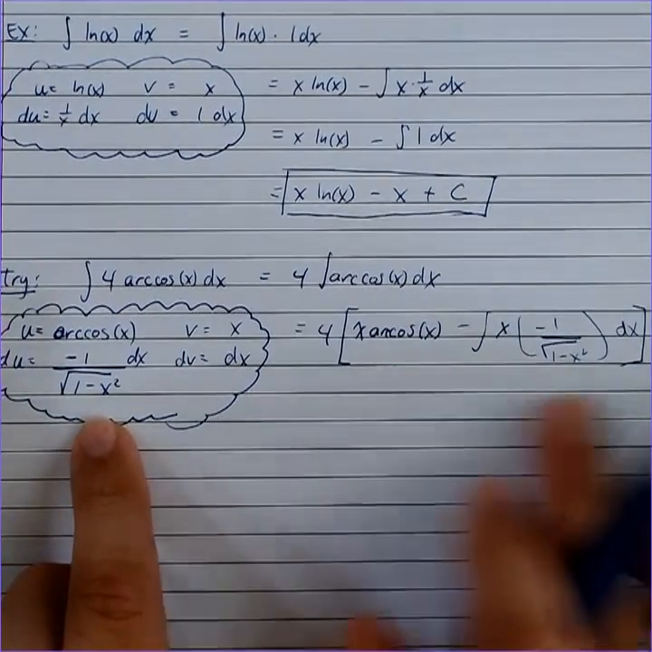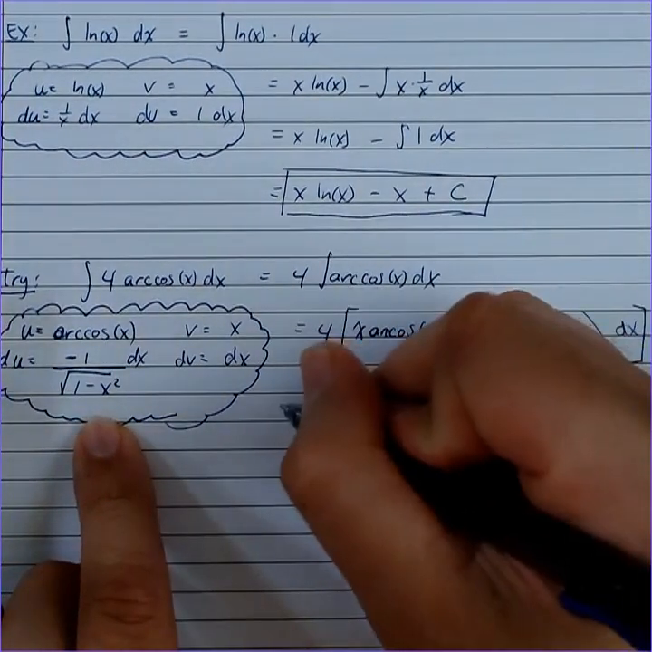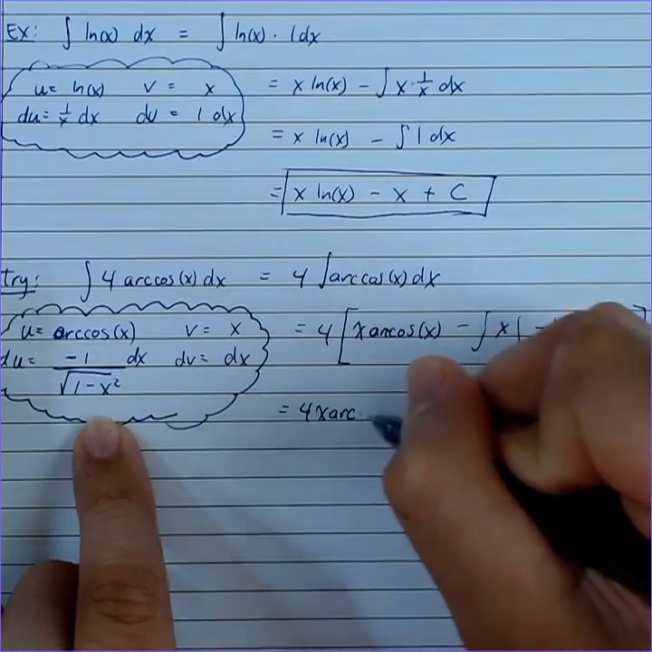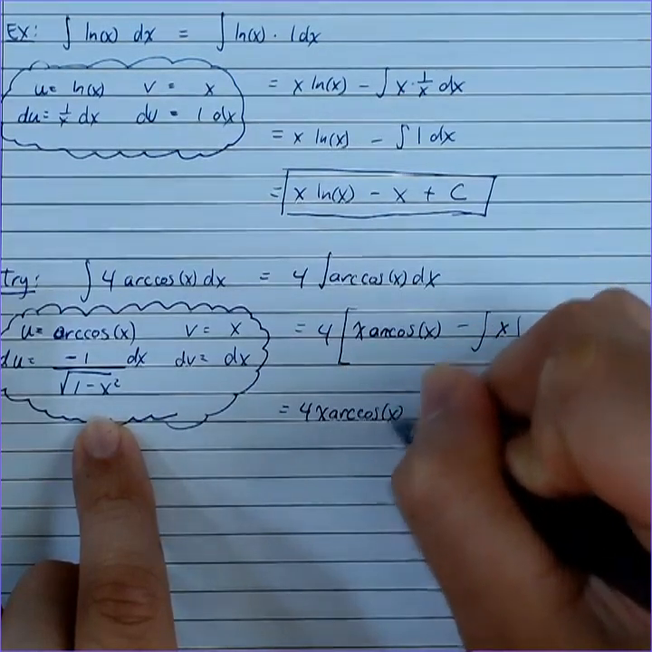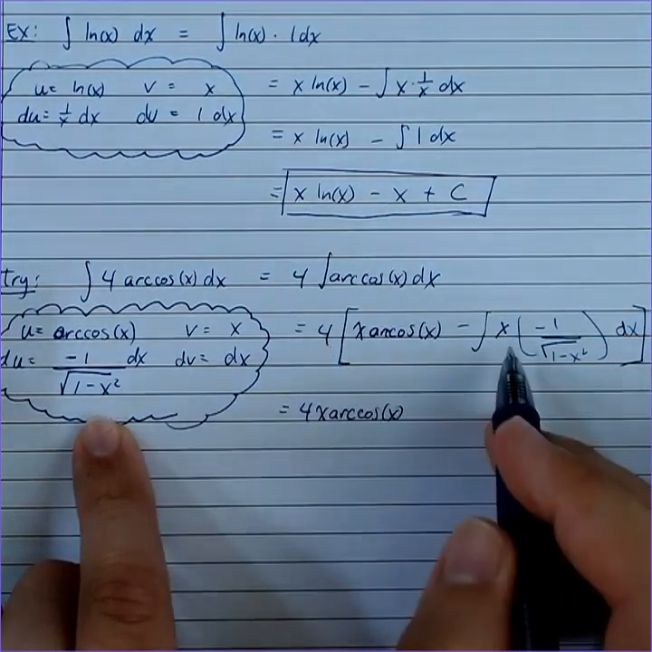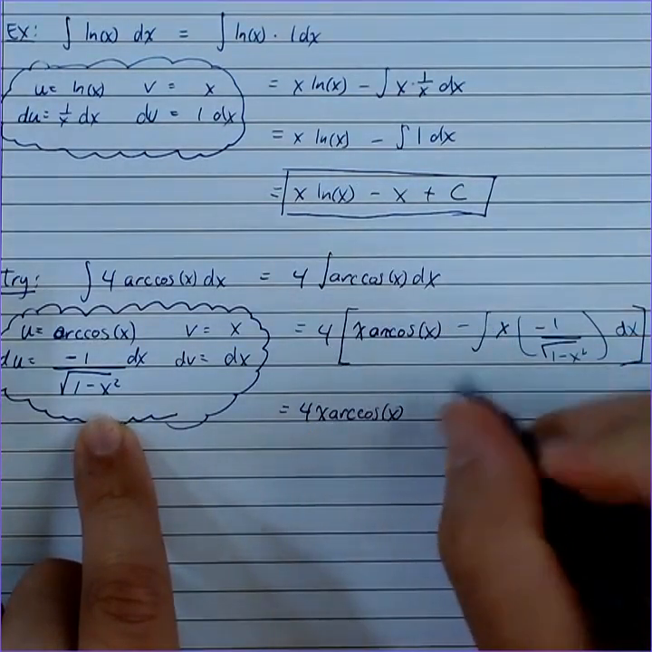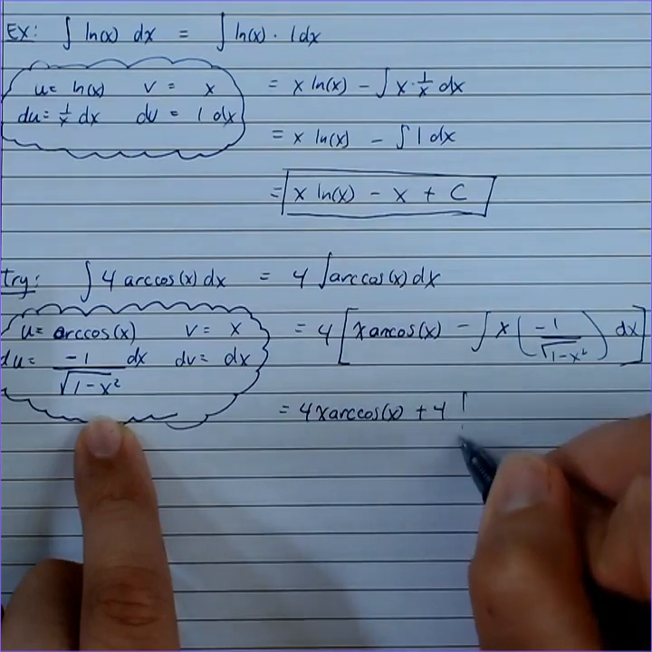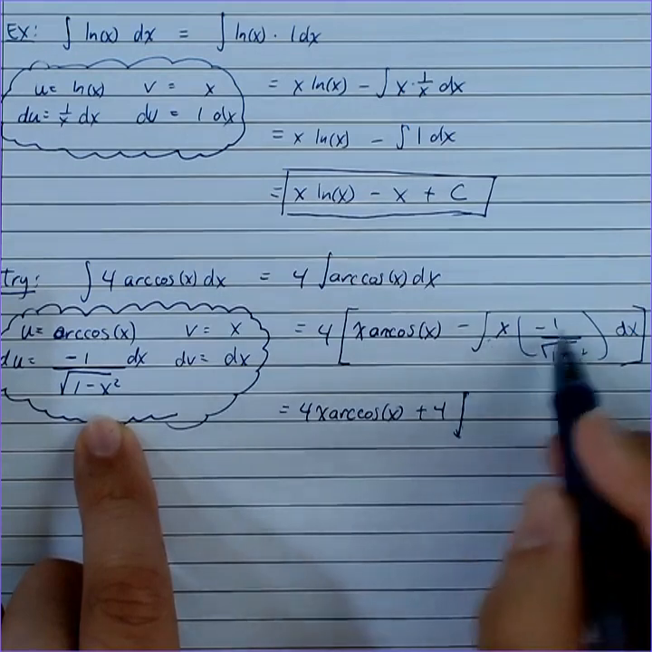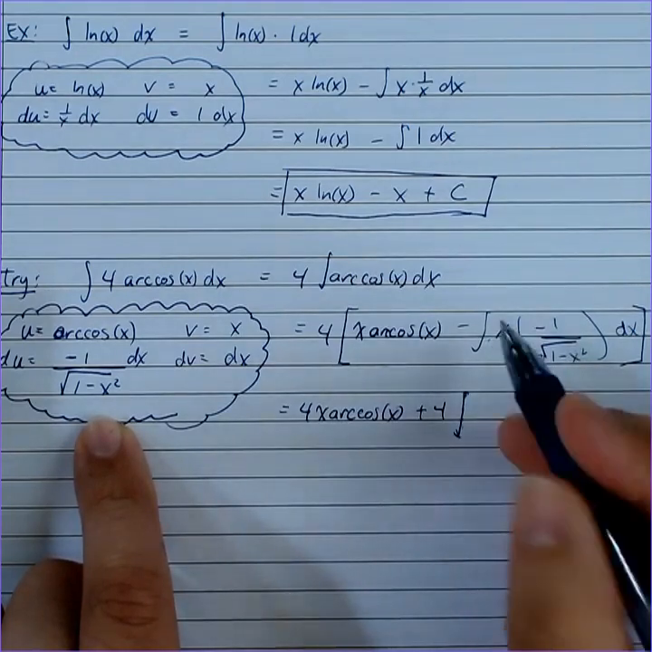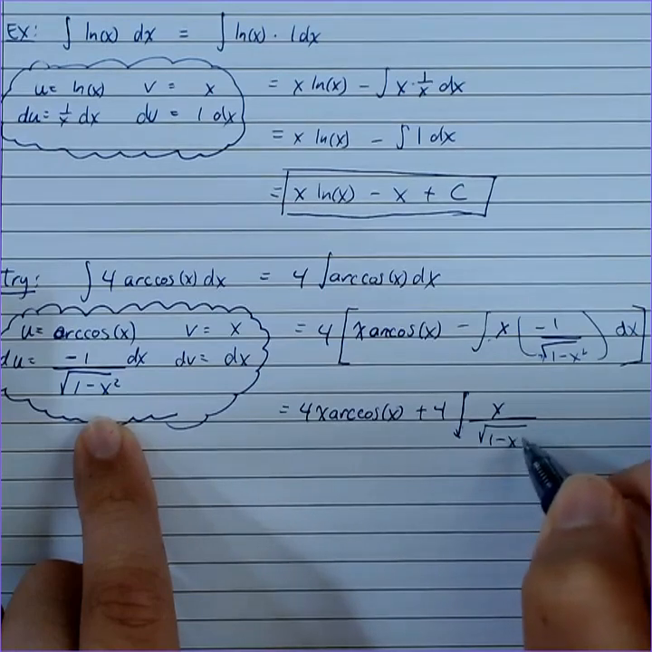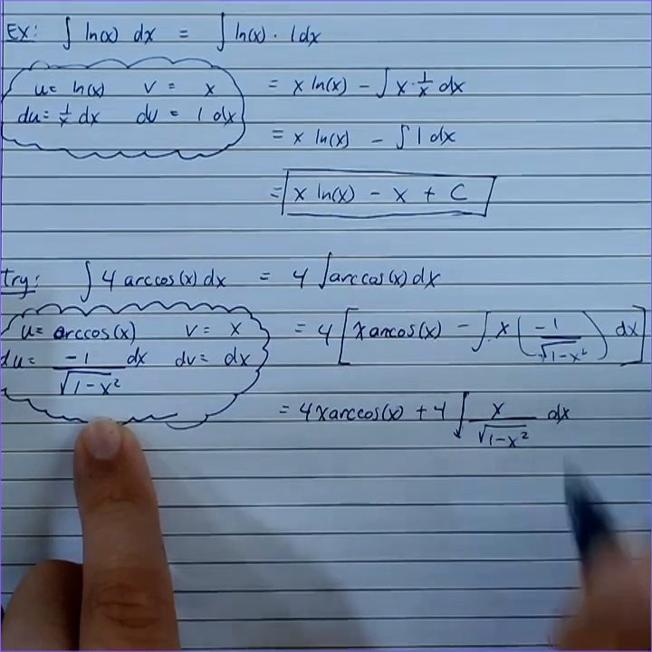Like that. We can rewrite that just a bit. We can write that as 4x arc cosine of x. I'm just distributing that 4. So that's going to be, double negative makes that a plus 4 times the integral of, let me put that x in the numerator, x over square root of 1 minus x squared dx.